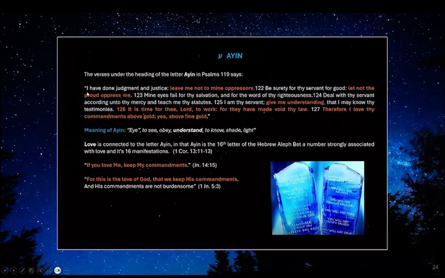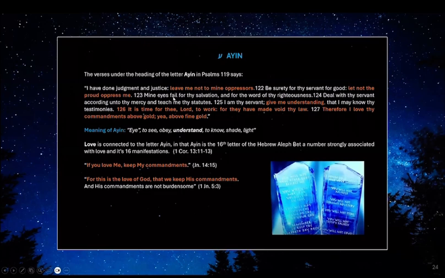What does it say? I have done judgment and justice. Leave me not to mine oppressors. Well, that's what's going on in the sign, right? We have the final events and this persecution of Yah's people. And what is being said here related to the letter Ayin that Cancer is represented by? Leave me not to mine oppressors. Be surety for thy servant for good. Let not the proud oppress me.